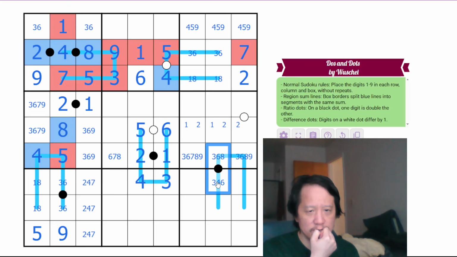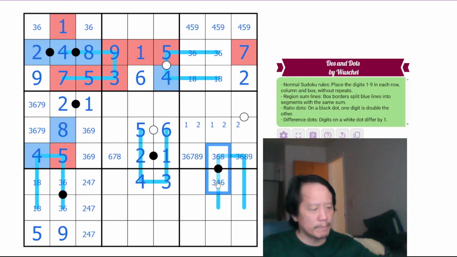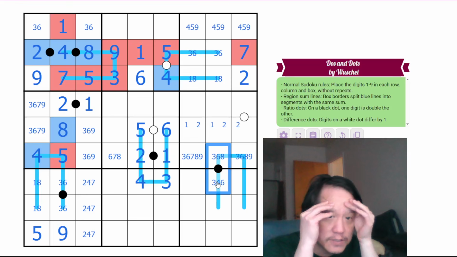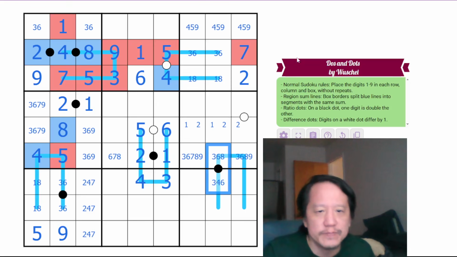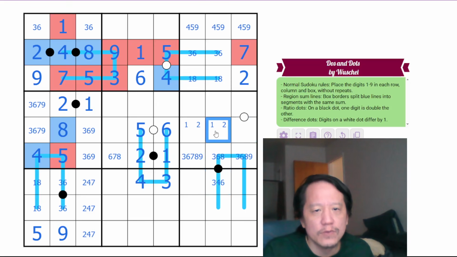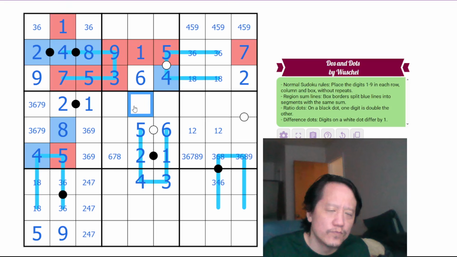That's bad. Where did I mess up? I think my logic made sense, but looking at it now, it's obviously problematic. This becomes a 1-2 pair. Hmm.